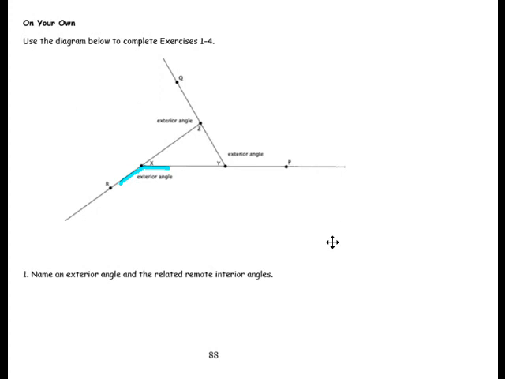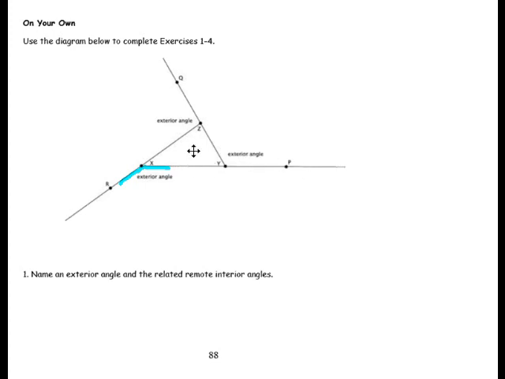So now let's take a look at our figure down here, and we have triangle XYZ. And notice that we have a new vocabulary word called exterior angle. And you create exterior angles by extending the side of the triangle. So we extend that side and we create this exterior angle. We extend this side and we create this exterior angle. And we extend the third side of the triangle to create another exterior angle.